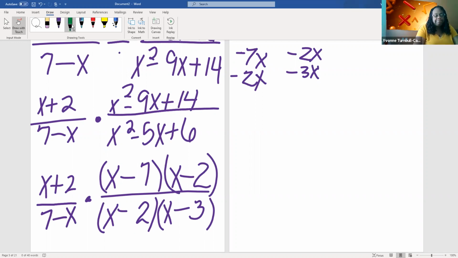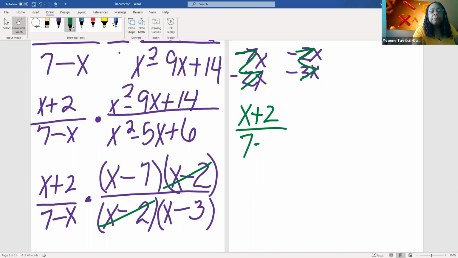Crisscross or up and down. Okay, let's see. All right, I can do this and this because they're up and down. I don't see anything else I can do just yet. So let me rewrite the problem. Maybe I can see something I'm not seeing. I have x plus 2 over 7 minus x times x minus 7 over x minus 3. And I'm going to write one long problem.